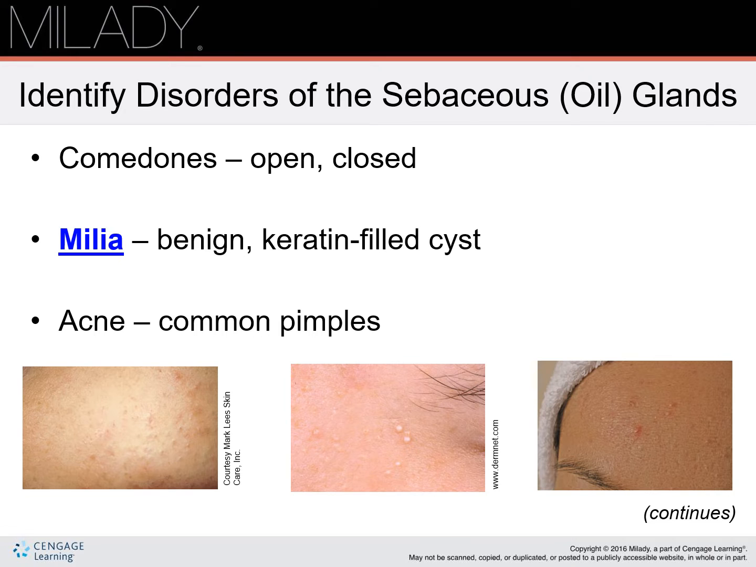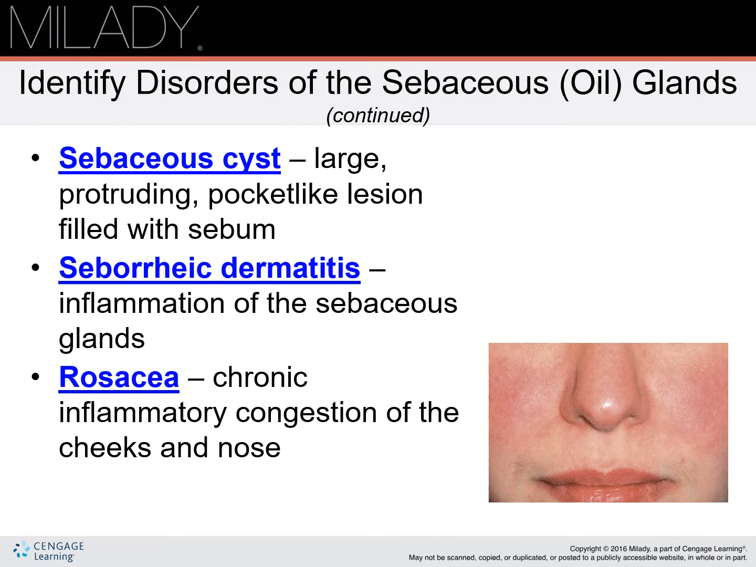So what is a sebaceous cyst? Okay, a sebaceous cyst is a large protruding pocket-like lesion filled with sebum. Sebaceous cysts are frequently seen on the scalp and the back and may be surgically removed by a dermatologist.